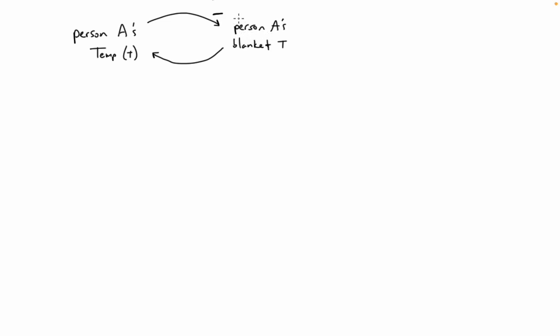And okay, so then if the blanket temperature goes down, person A's body temperature is going to go down too, right? Or if person A's blanket temperature went up, then their temperature was going to go up. So that's a positive. Okay, so overall, this is a -1 times a +1. We have a negative feedback, or a stabilizing feedback. So that's how it's supposed to work.